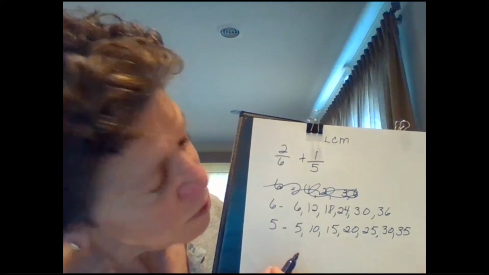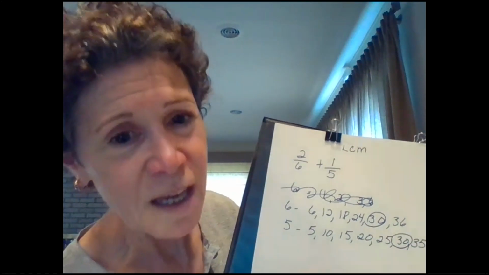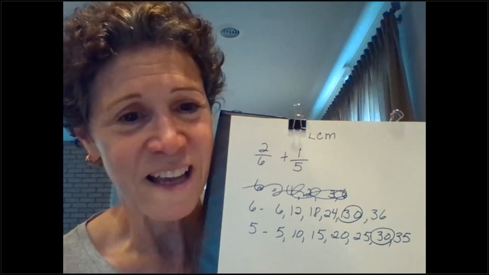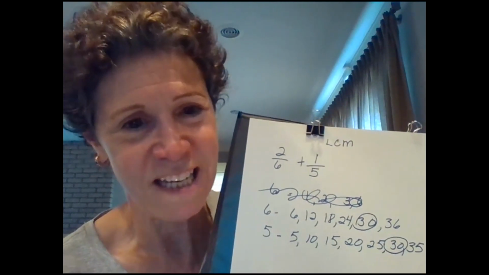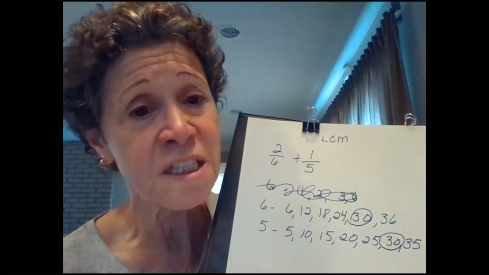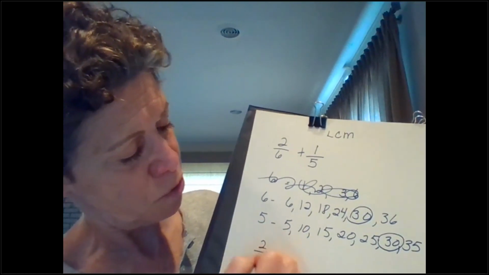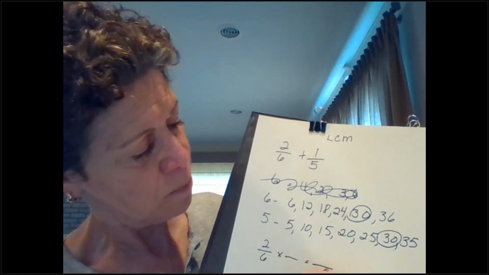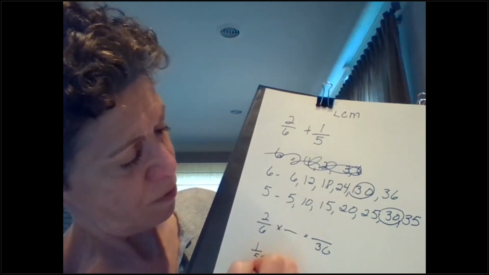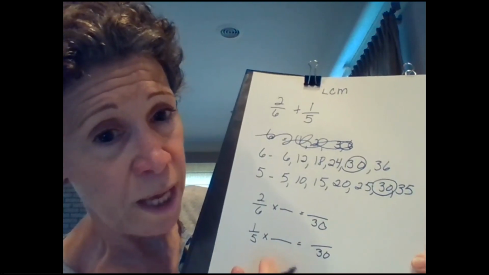Okay, the least common multiple is going to be 30. Oh, 30, right. I don't know why I was looking for 35. Right. That would be if it was 7 and 5. Right, exactly. So now what we know is that we can turn 2/6 and 1/5 into fractions whose denominator is 30. So I'm going to do my 2/6 times something. It's going to be something over 30. And 1/5, something again over 30. Okay?